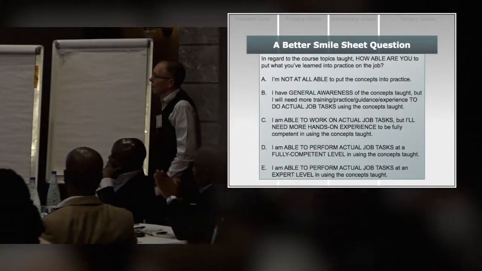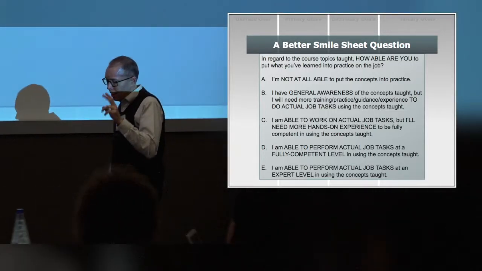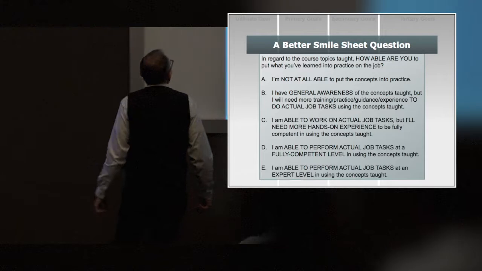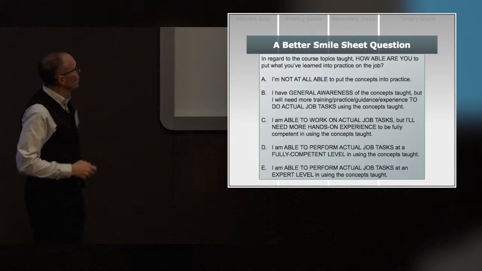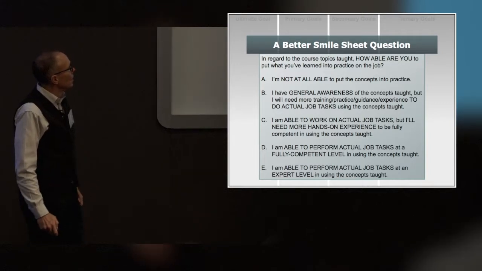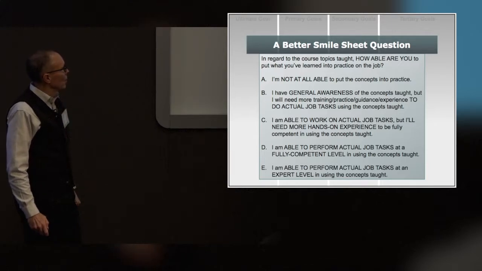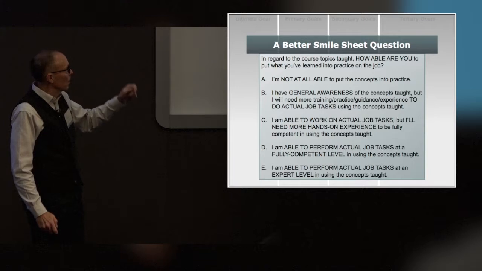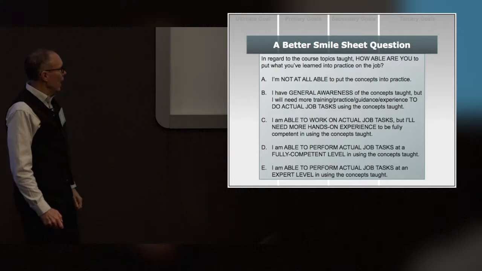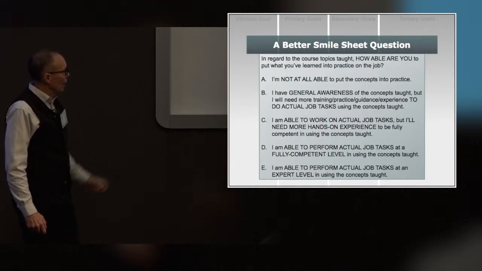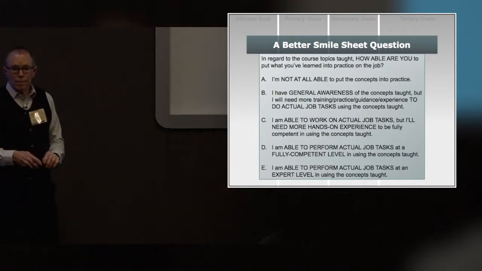Okay, so what does a good question look like? I'm going to share this question, and after I share it, I'll tell you the two reasons that I like it. A better smile sheet question. In regard to the course topics taught, how able are you to put what you've learned into practice on the job? I am not at all able to put the concepts into practice. I have general awareness of the concepts taught, but I will need more training, practice, guidance, or experience to do actual job tasks. I am able to work on actual job tasks, but I'll need more hands-on experience to be fully competent. I'm able to perform actual job tasks at a fully competent level and at an expert level.